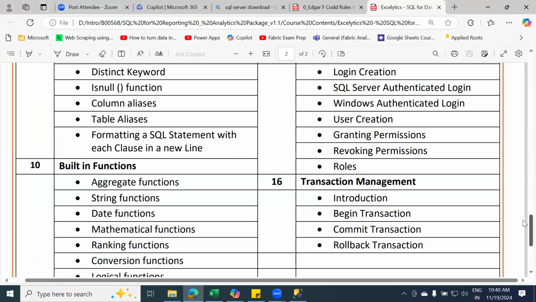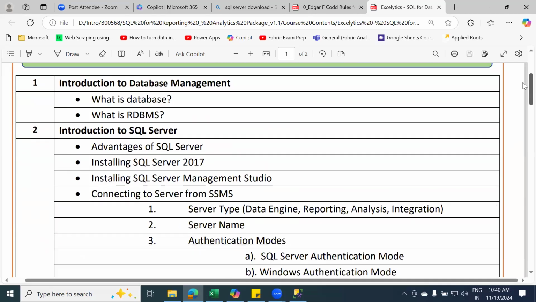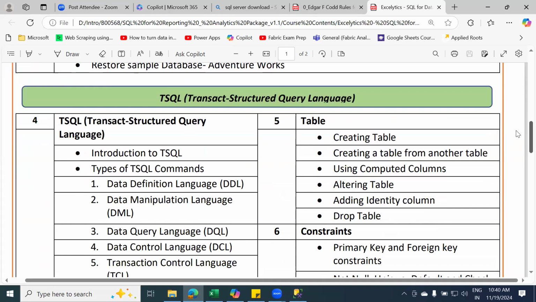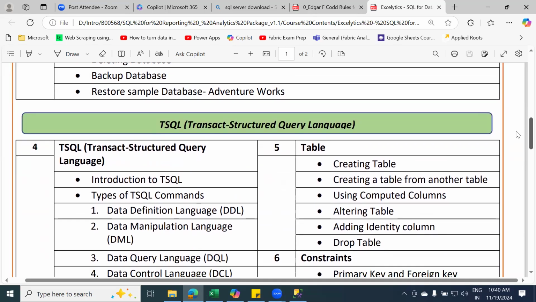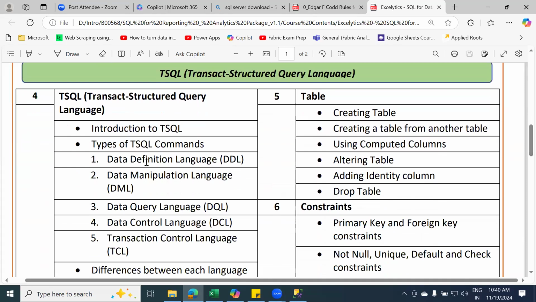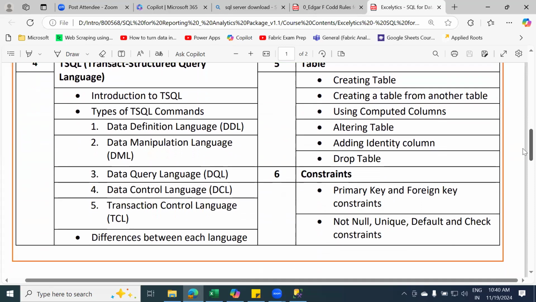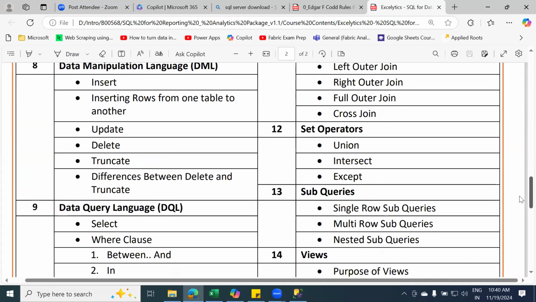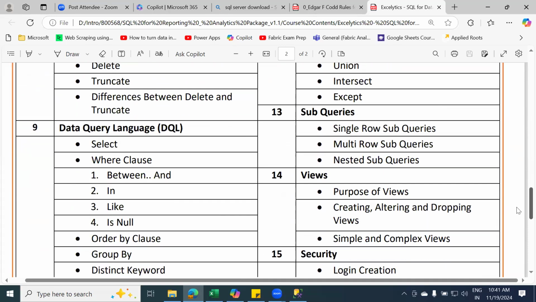As part of this course, we are going to understand the difference between DBMS and RDBMS, and what exactly a database is and what we mean by server. Then we will come to T-SQL and start the query language. As part of the query language, we will understand the different data types and the constraints we have. And what do we mean by DQL? Because you might have heard DDL, DML, DQL, DCL, TCL. We will understand all these words.